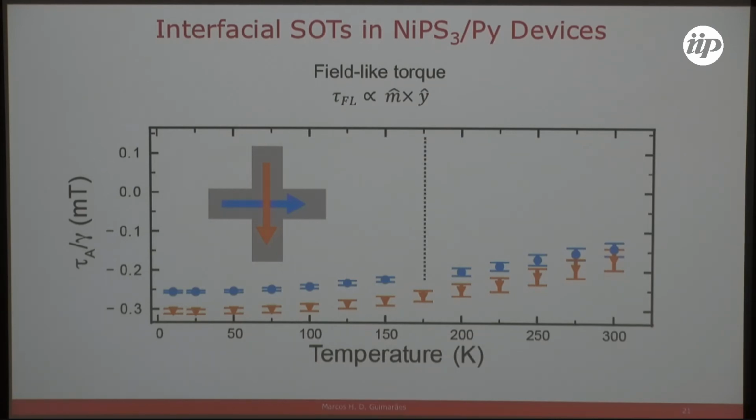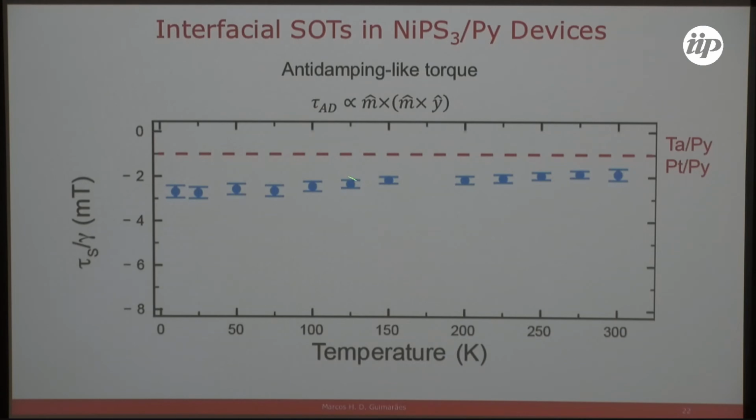The more striking result is for an anti-damping-like torque, which is coming from, for example, Rashba-Edelstein. It's an interfacial torque. If we look at the anti-damping-like torque as a function of temperature, we start right there, very comparable to devices made of tantalum permalloy or platinum permalloy, which are the standard in the field of spin-orbit torques nowadays. And you can see a slight increase there. The transition temperature is somewhere around here, 170 Kelvin.